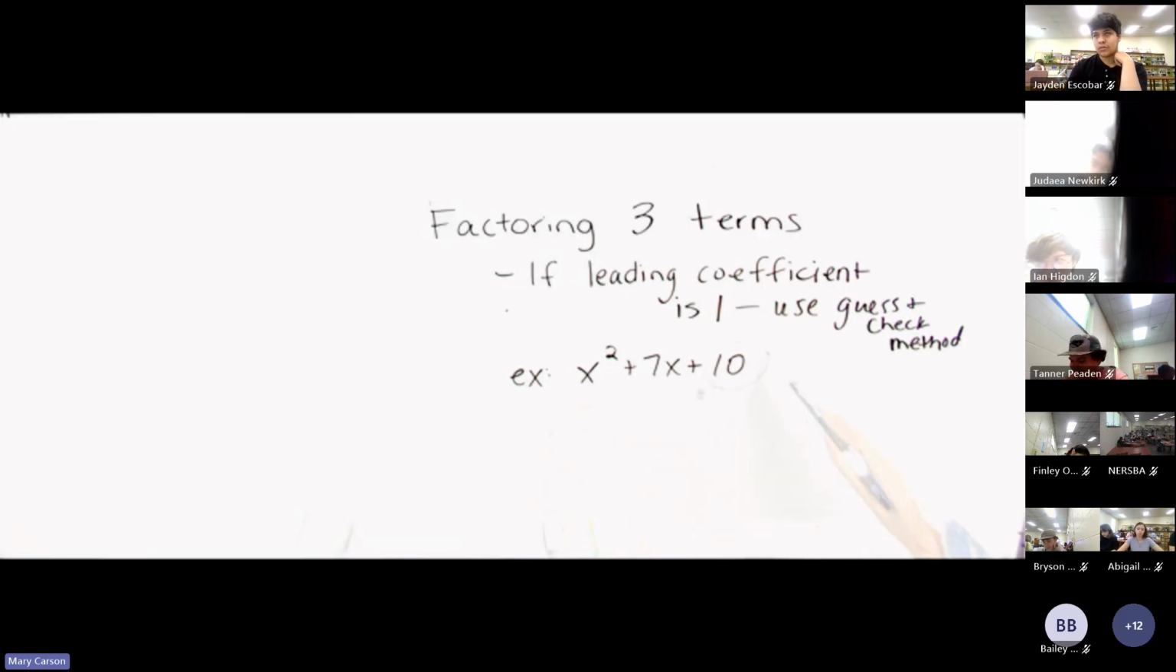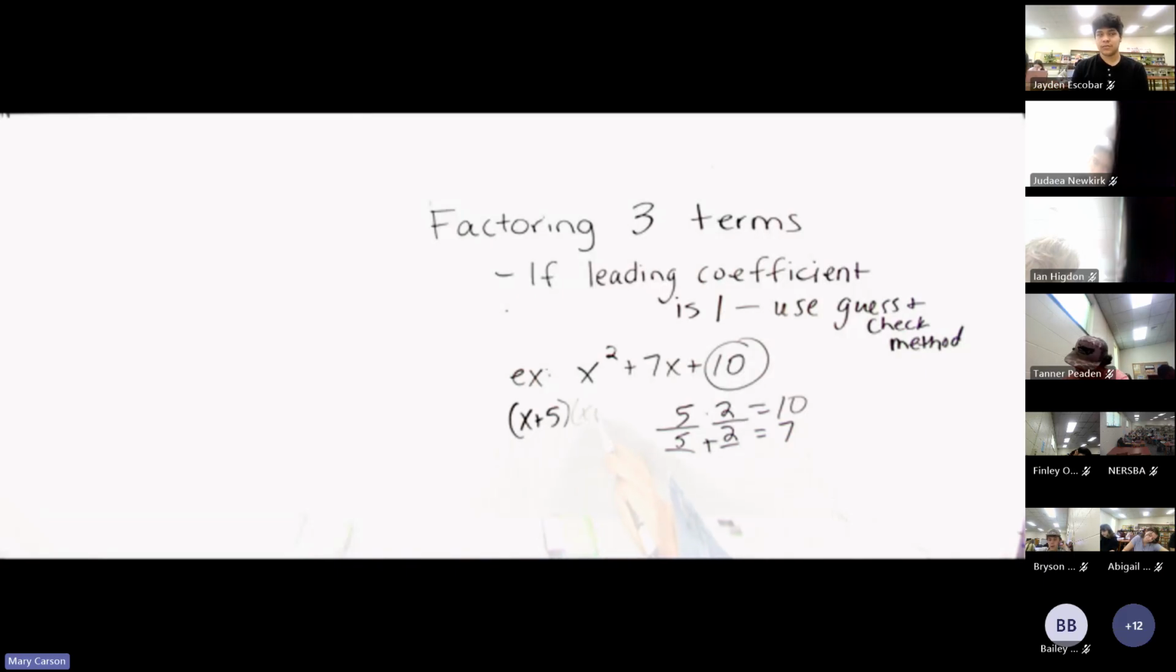Okay, so the leading coefficient is 1, then all we have to do is we have to look at our last term, which is 10, and we want 2 numbers that multiply to give me that 10, but add to give me the middle term, which is 7 here. And what would that be? What are 2 numbers that multiply to give you 10, but add to give you 7? 5 and 2. Good. And so what that means is this becomes x plus 5 times x plus 2. That's the guess and check method, okay?